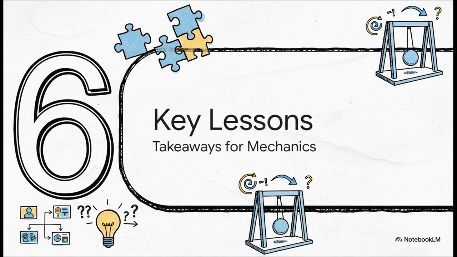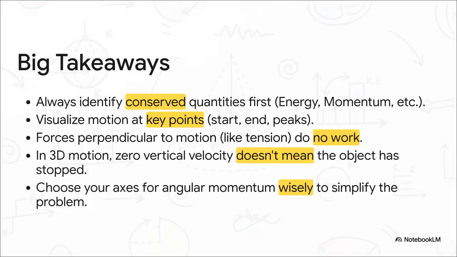But you know, what's more important than just the answer is how we got here. What are the big strategies we can take away and use on other physics problems? Okay, here are the major takeaways. First, always look for what's conserved in a system. It is almost always the easiest path to a solution. Second, really visualize the problem at the key moments: the beginning, the end, the top, the bottom. Third, never forget that forces like tension that are perpendicular to the direction of motion do zero work.